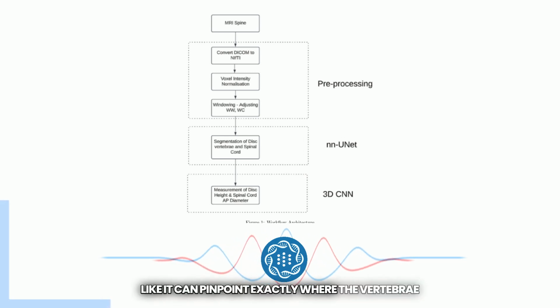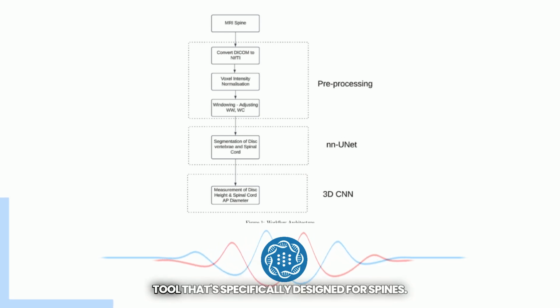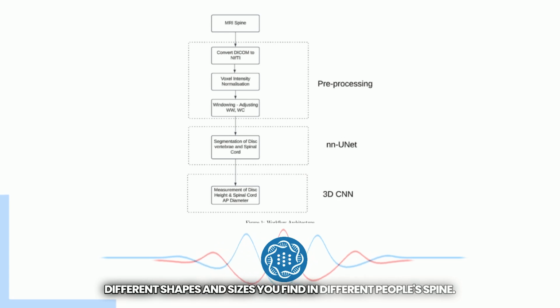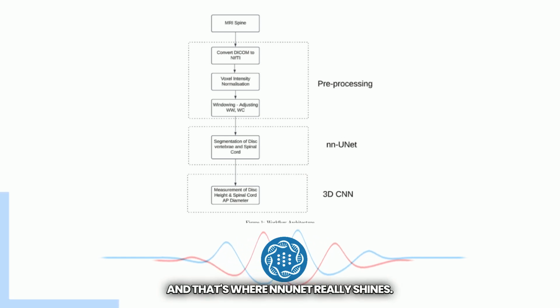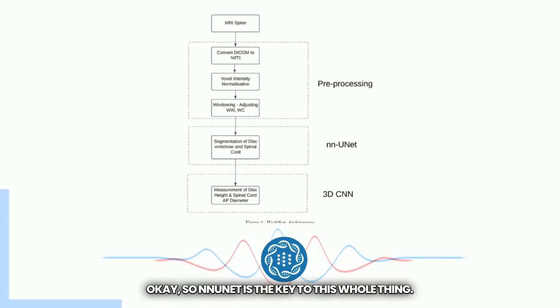It can pinpoint exactly where the vertebrae are, where the discs are, all of that. Yep. It's like having a super smart measuring tool that's specifically designed for spines. And the cool thing is it can adapt to the different shapes and sizes you find in different people's spines. Oh, that's really smart. Because everyone's spine is a little different, right? Exactly. And that's where nnU-Net really shines. It can handle all that variability and still be super accurate. Okay, so nnU-Net is the key to this whole thing. That's a big part of it, yeah.